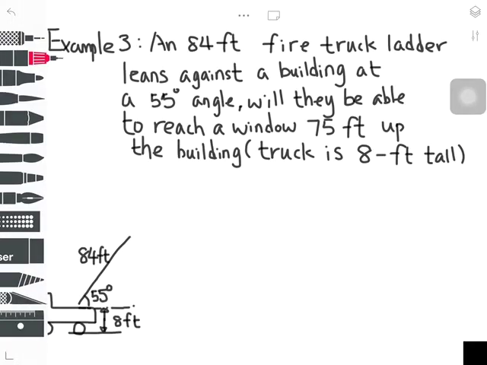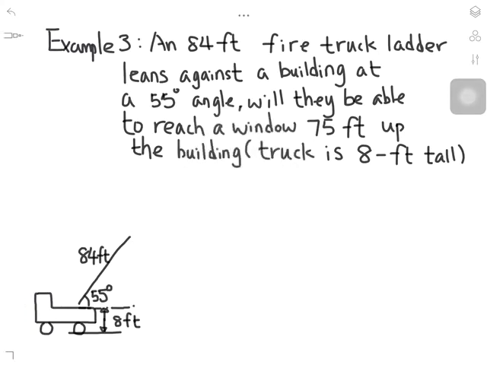Example number 3 is a word problem. An 84 feet fire truck ladder leans against a building at a 55-degree angle. Will it be able to reach a window 75 feet up the building? And there's information for the truck: the truck is 8 feet tall. I'm just writing it here to show you my graph is not to scale. Again, when it comes to this type of word problem, I like to give myself a sketch so that it helps me understand the scenario, the story here.